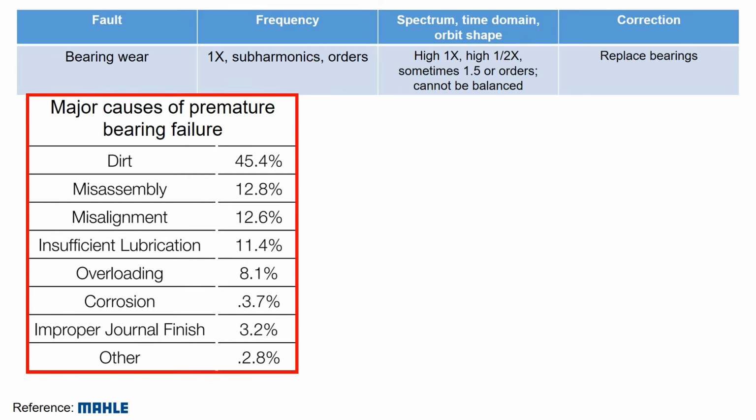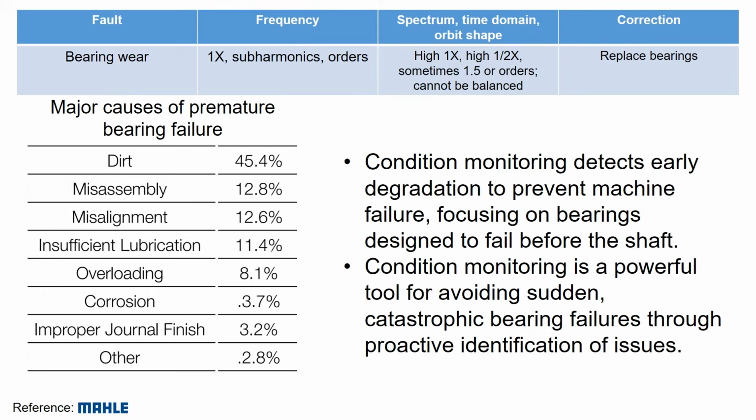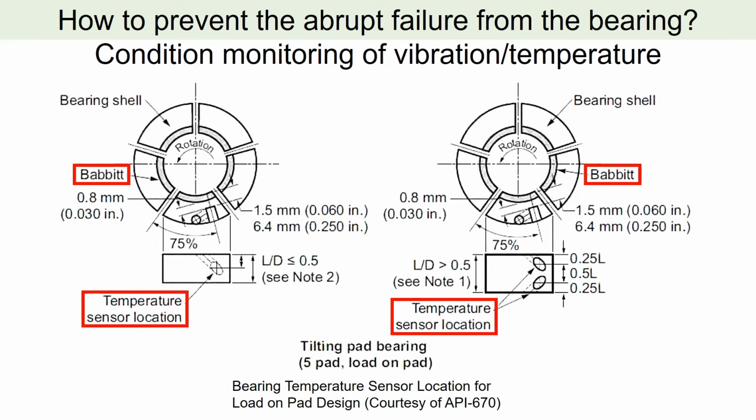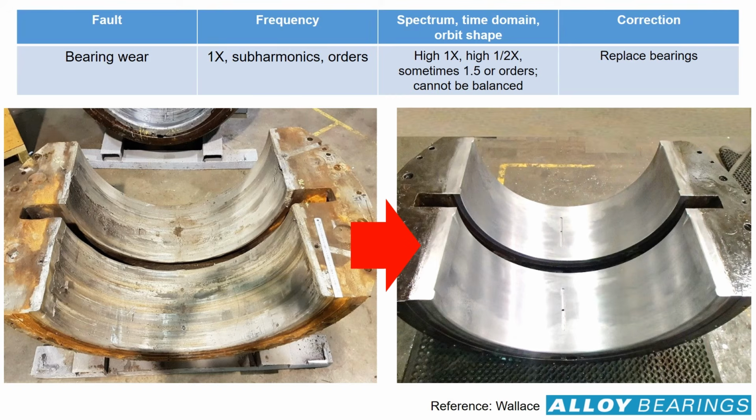So far, we covered the major causes of premature bearing failure. To prevent these issues, condition monitoring is crucial. Condition monitoring detects early degradation, focusing on bearings designed to fail before the shaft to prevent catastrophic failures. It's a powerful tool for proactively identifying the issue. API 670 specifies sensor locations, emphasizing the importance of accurate condition monitoring.